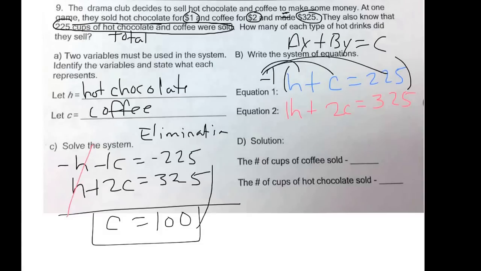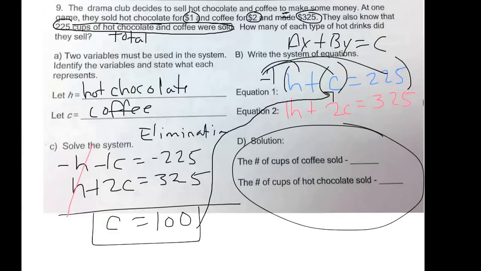You're going to take that C and plug it back in for right there. Hot chocolate plus 100 equals 225. Find out how many hot chocolates. So you need to finish this up and get both of those answers and do number 10 on the sheet to make sure that you get full credit for this whole video.